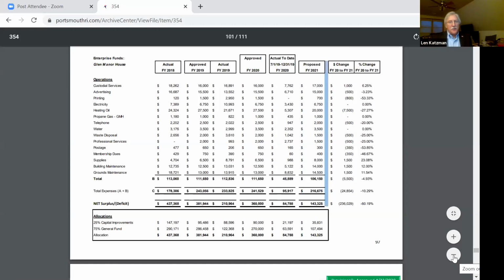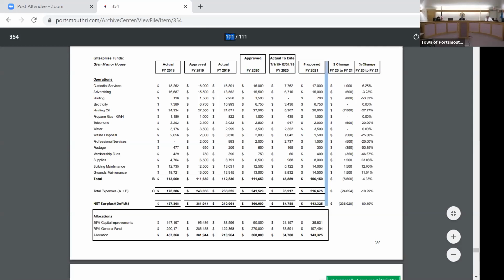Len Katzman, so moved. Keith Hamilton, second. Those in favor? Ms. Jukusa? Aye. Ms. Abbott? Aye. Mr. Hamilton? Aye. Mr. Kelly? Aye. Dr. Ryan? Aye. Mr. Aguirre? Aye. Motion passes 7-0.